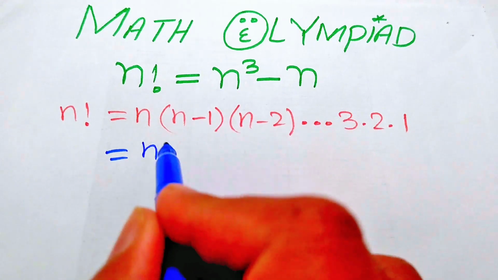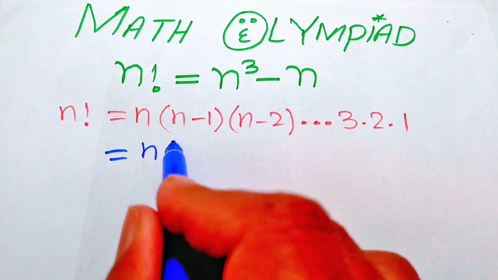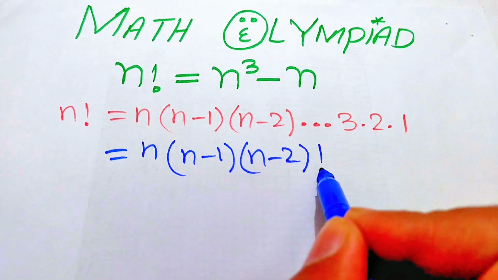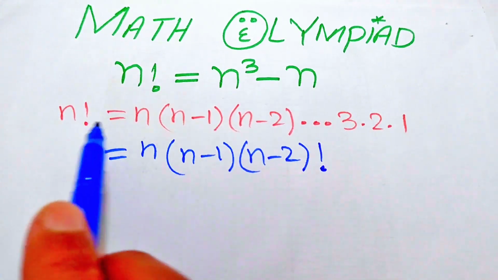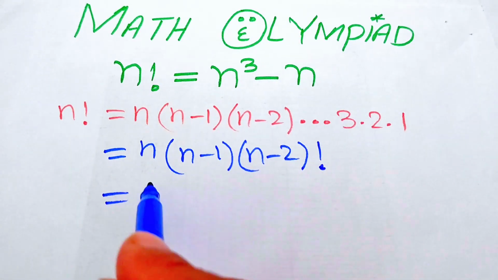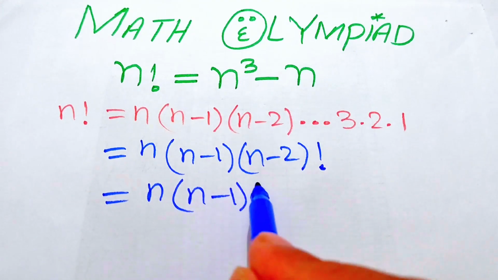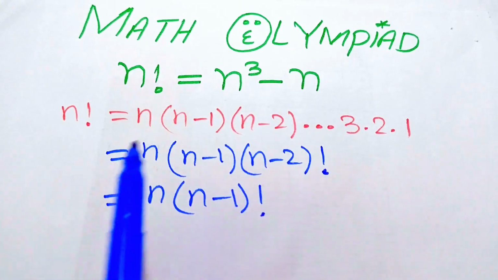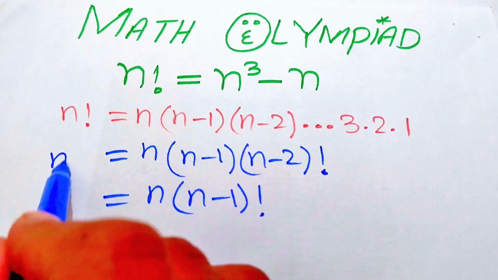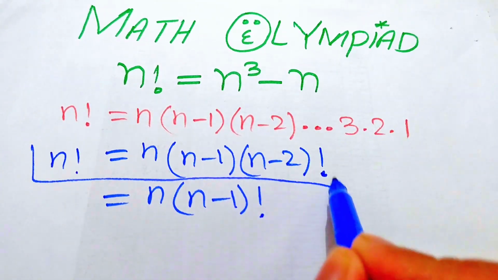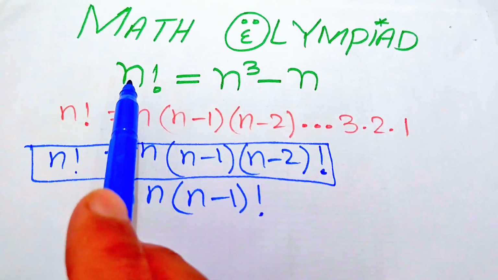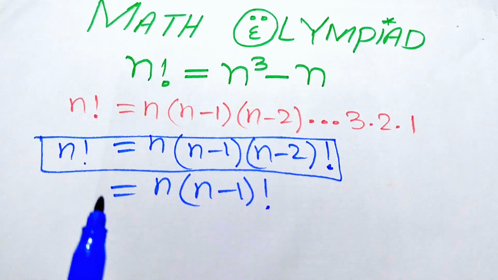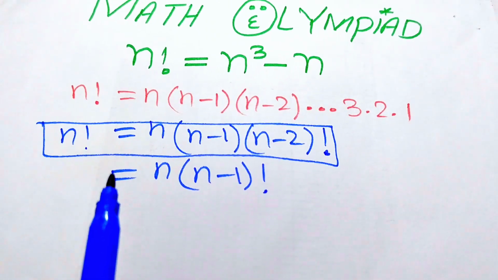So it means that we write this definition as n times n minus 1 into n minus 2 factorial. And similarly, if we break this product up to the n minus 1 term, we write it as n times n minus 1 factorial. So now we move towards the given question statement, and we use this definition on the left hand side. We just substitute n factorial equals to this one, and we take common n from the right hand side, and we move further to solve for the values of n.